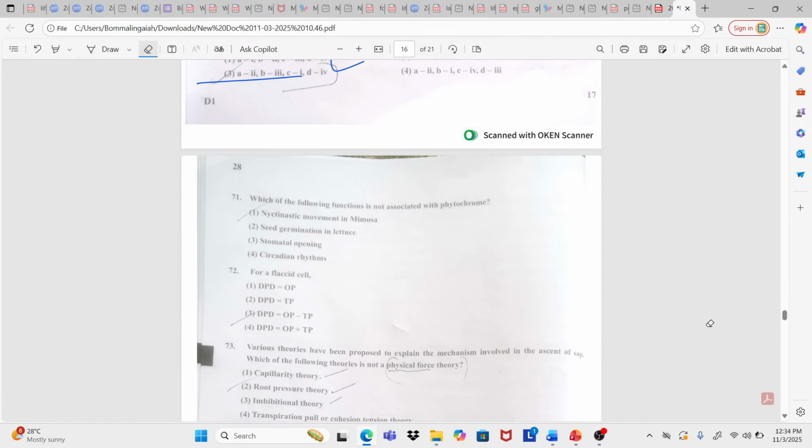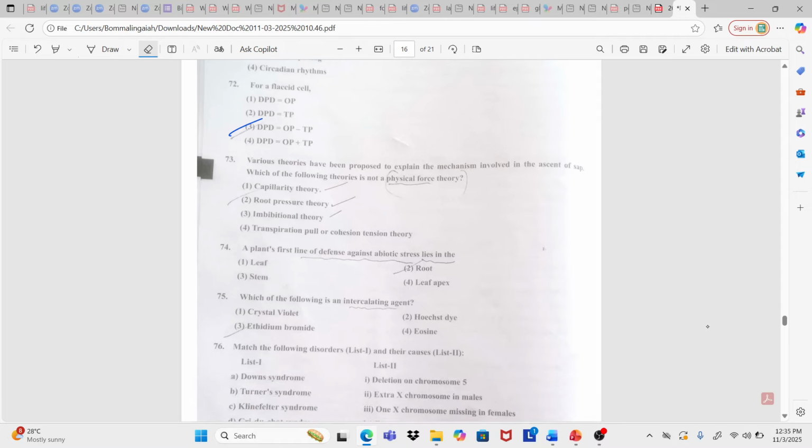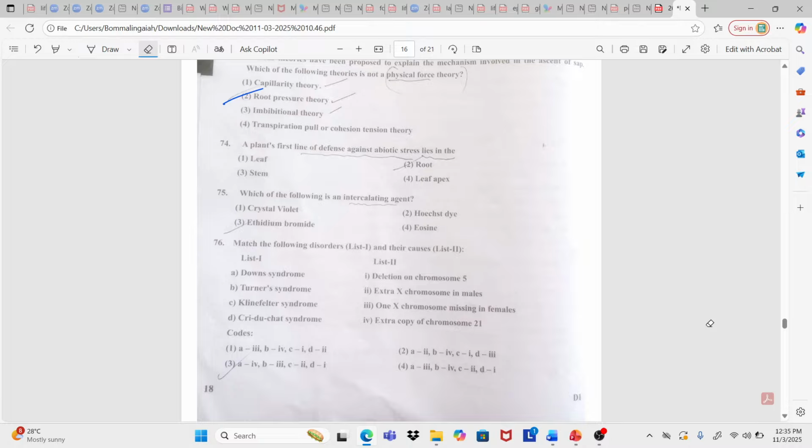Number 71. The correct option for this question. Next, question number 72. Option 3 is the correct one. Next, number 73. Option 2 is the correct one. Next, question number 74. A plant's first line of defense against biotic stress lies in the root. This is the correct one. Next, question number 75.